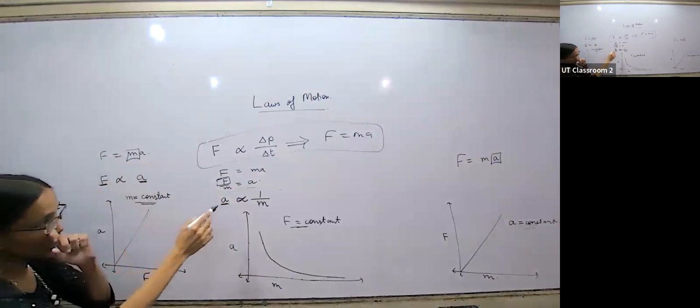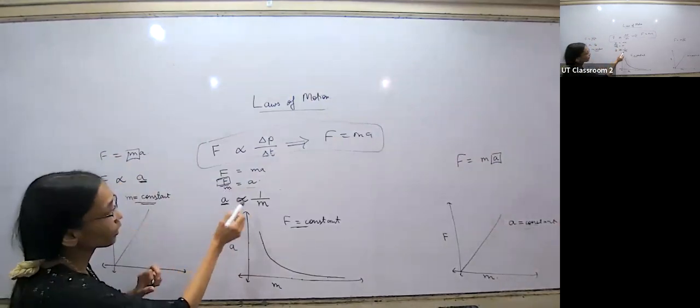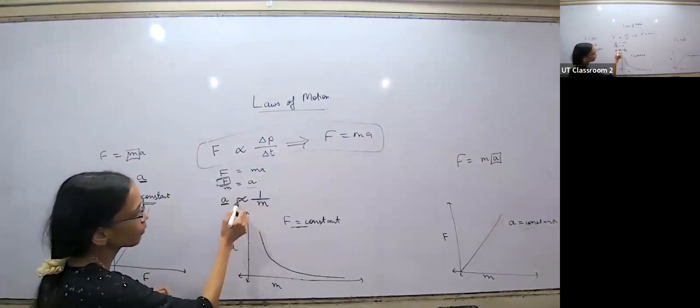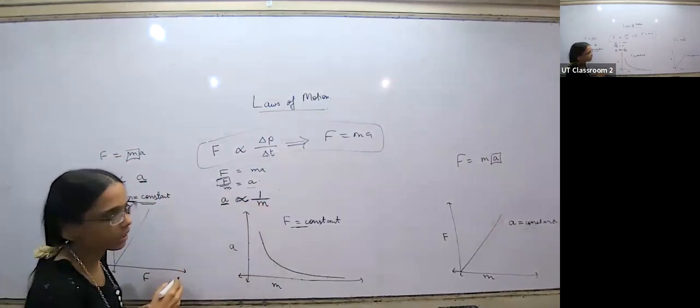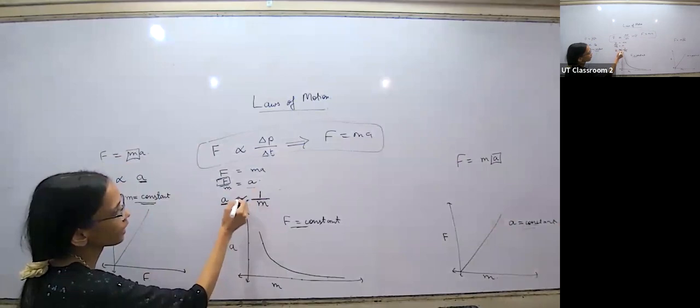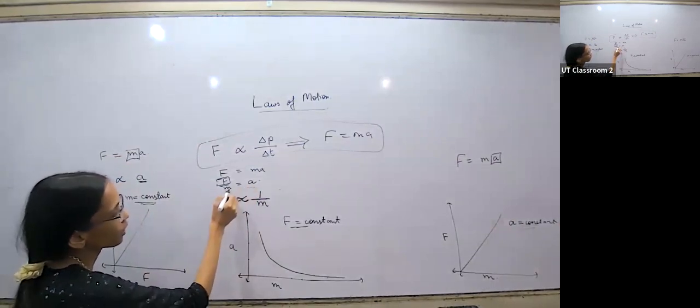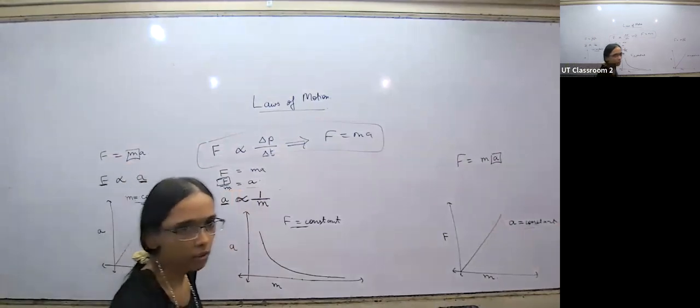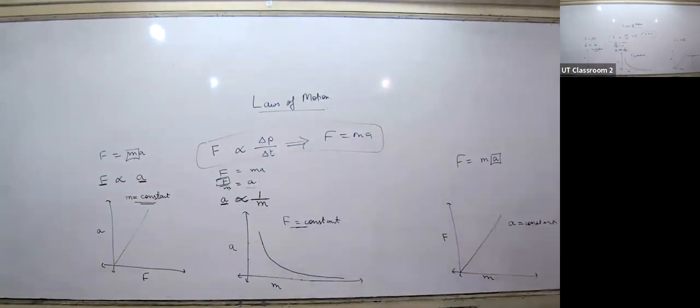Directly proportional. I can clearly see here that m is in the denominator, and F is constant, so in place of the proportionality constant I substitute 1 upon m. So a is not directly proportional, because m is in the denominator, so a is inversely proportional to the mass. So more the mass, less is the acceleration. In rotating vector, this is how the graph looks.